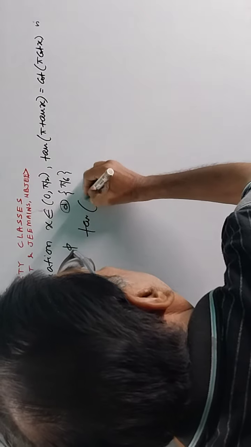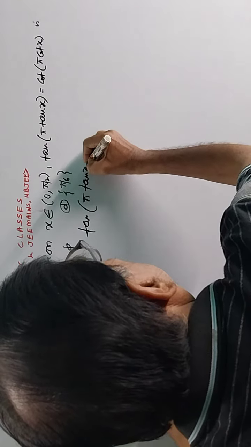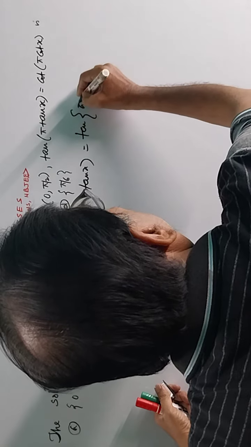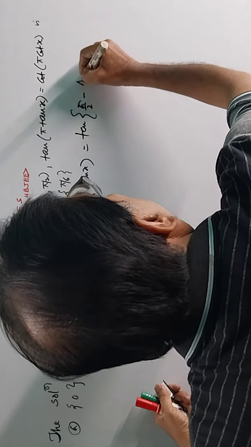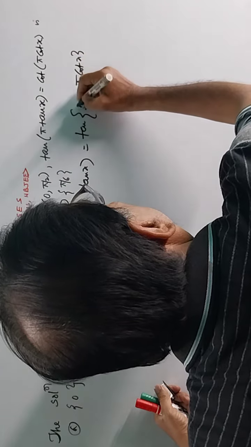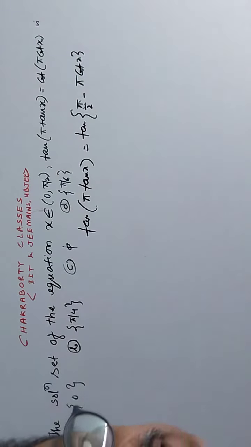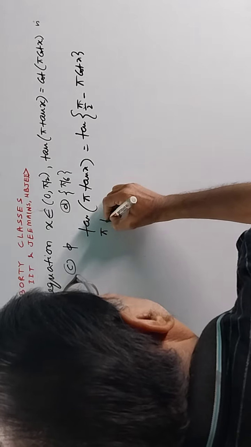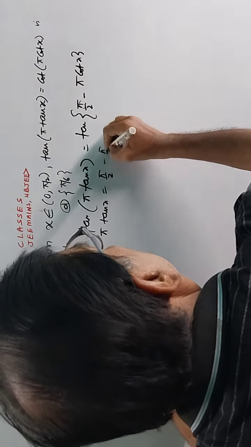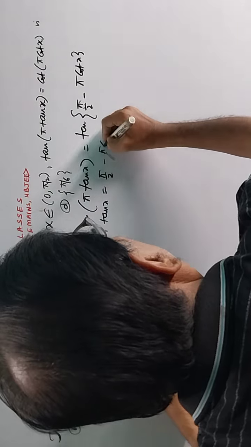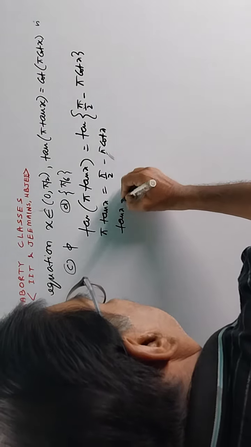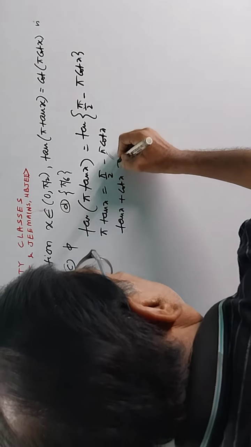Take tan(pi tan x) = cot(pi cot x). So cot is there, which means tan(pi/2 - pi cot x). Now tan and tan cancel, so pi tan x equals pi/2 - pi cot x. So pi cancels out, and tan x plus cot x equals 1/2.